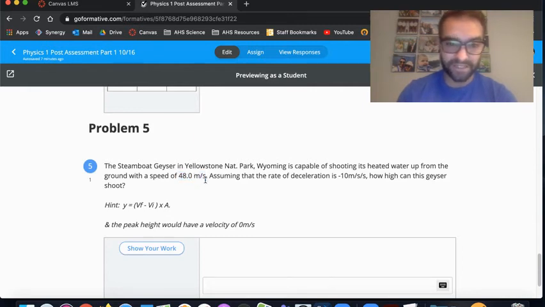Okay, then assuming that the rate of deceleration is negative 10 meters per second per second. Again, got a rate of acceleration there. How high can this geyser shoot? I gave us a little hint because, kind of as I promised, I wasn't really requiring that you memorize these different equations or memorize how to move the equations. So I really wanted to make sure I gave you the equation to help solve for this. Okay. And also think about when it says how high can it shoot, that's referring to a distance. Distance from the ground is what it's talking about there.